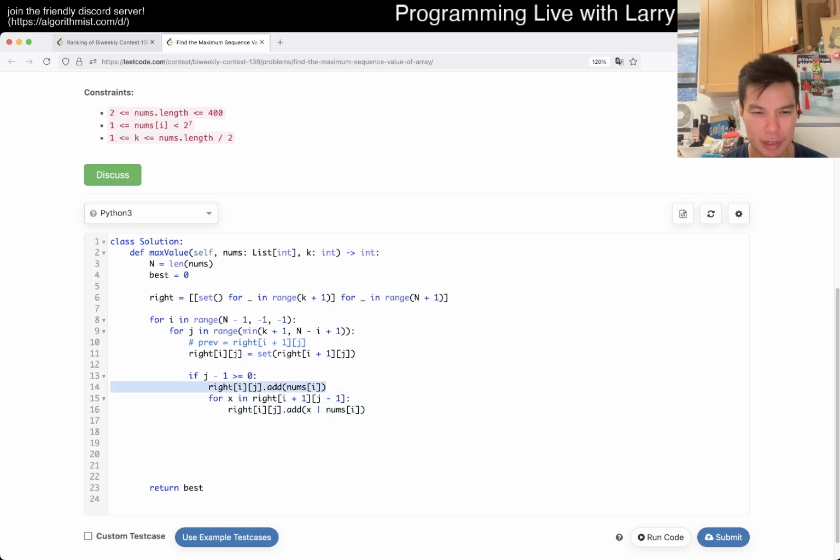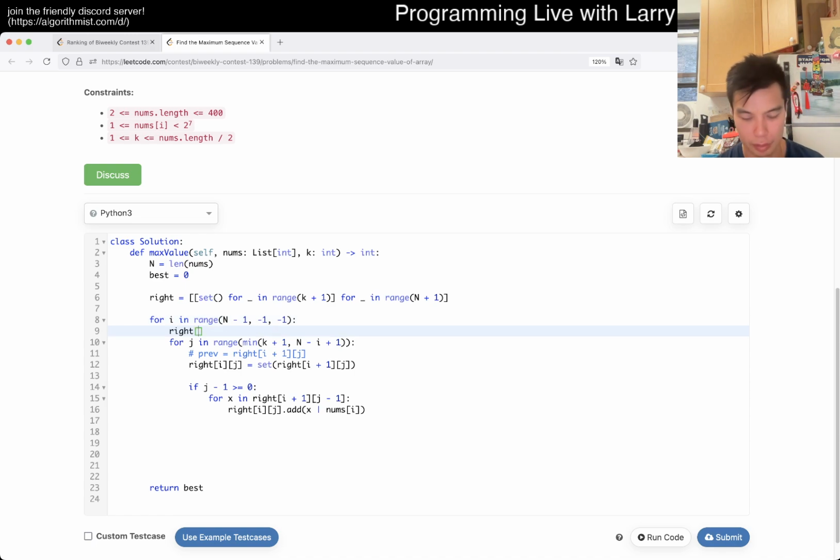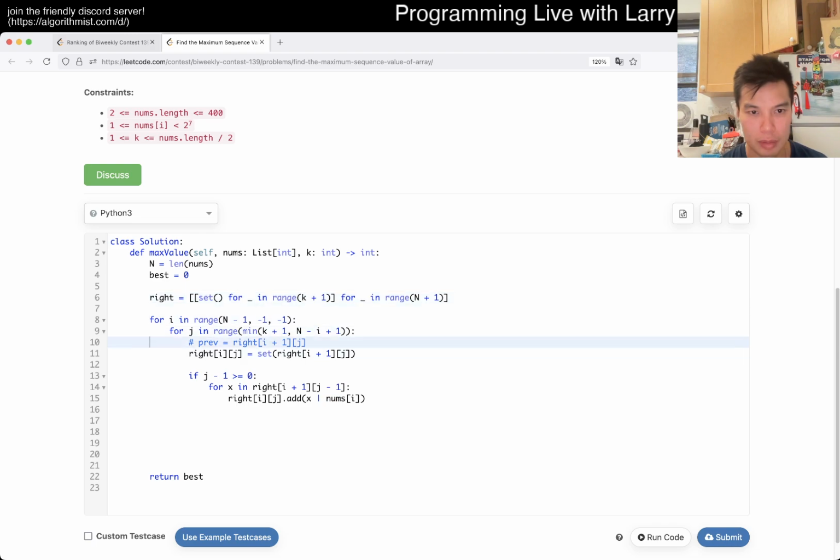Is this right? I don't know if this is right. I don't think this is right. I think this is right though. And that, if j is 0, why would j be 0? Okay, so we start at 1, right? I guess it's okay to have 0 actually.